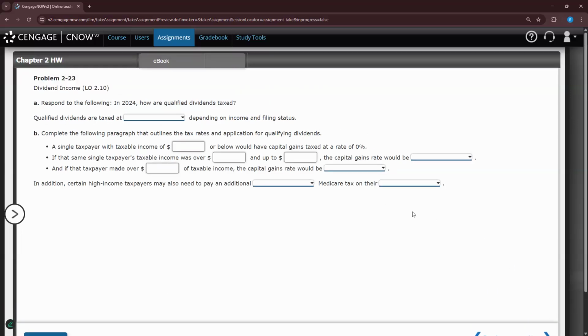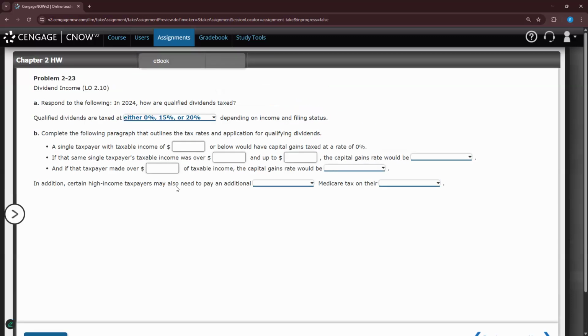All right, so this brings us to our last few questions. This is along the same lines of dividend income. Here it's asking, respond to the following. In 2024, how are qualified dividends taxed? As we mentioned earlier, qualified dividends are taxed at preferential tax rates similar to capital gains. The correct answer is, based on your income, it'll either be subjected to 0%, 15%, or 20%.